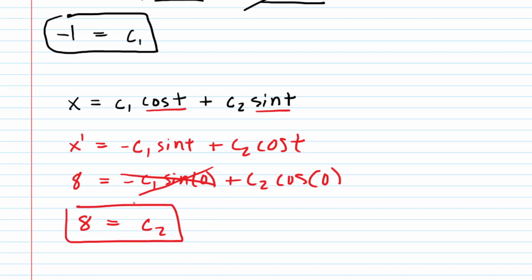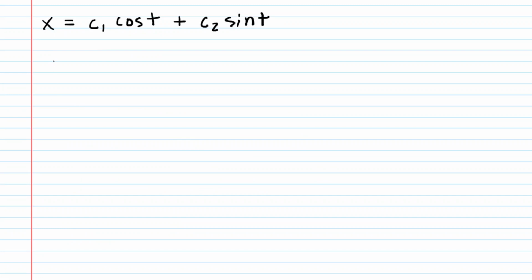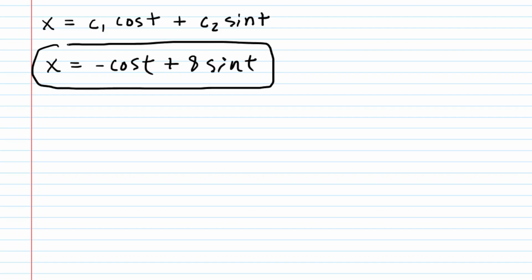So now all we do is go back to the solution that was given in the question and plug in those values that we solved for. Here is the solution. Remember, the value of c1 was -1, so -1 times cosine of t is just negative cosine of t, and then the value of c2 is 8, so we have plus 8 times the sine of t. And this becomes the specific solution to the given differential equation.